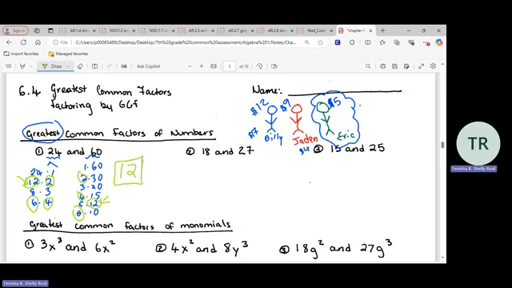Let's look at 18 and 27. What would be the greatest common factor? Factors of 18, 2 and 9. Oh, 1 and 18. 3 times 6 is 18.